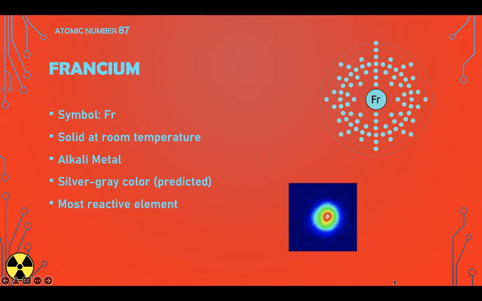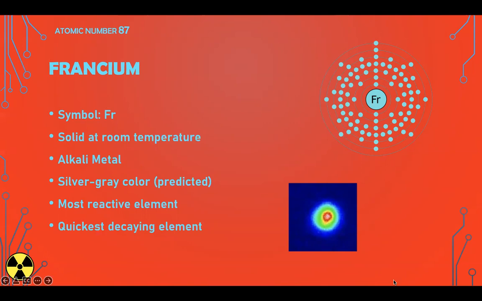Because francium not only is the most reactive element, it's also the quickest to decay. It actually has a half-life of about 20 seconds. And that means after 20 seconds, half of your francium is gone. And after another 20 seconds, you have a quarter of it left. And afterwards, it's just gone.